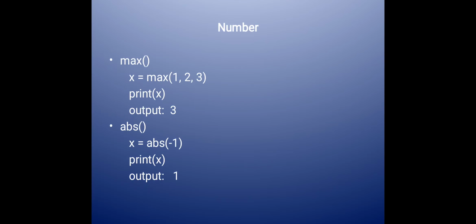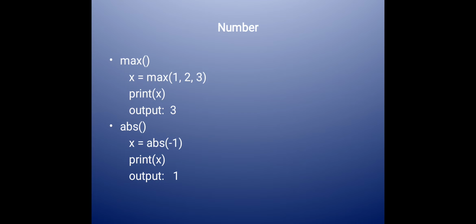Next comes the max function. The max function is used to find the highest number among the given numbers. So x is equal to max of 1 comma 2 comma 3. Print x, and the output will be 3, because 3 is the biggest number among these numbers.